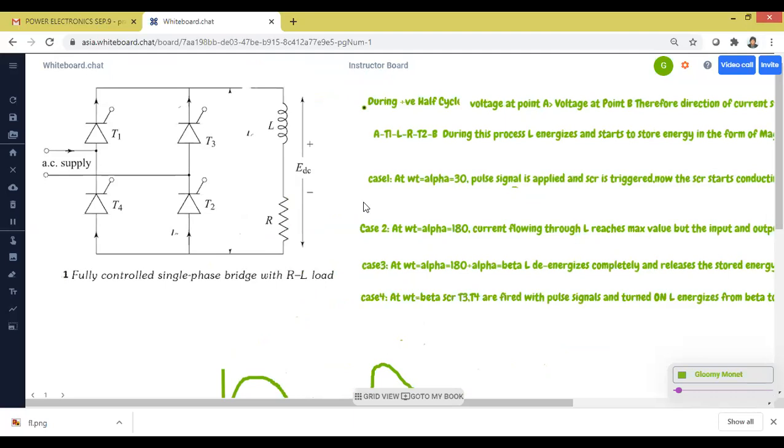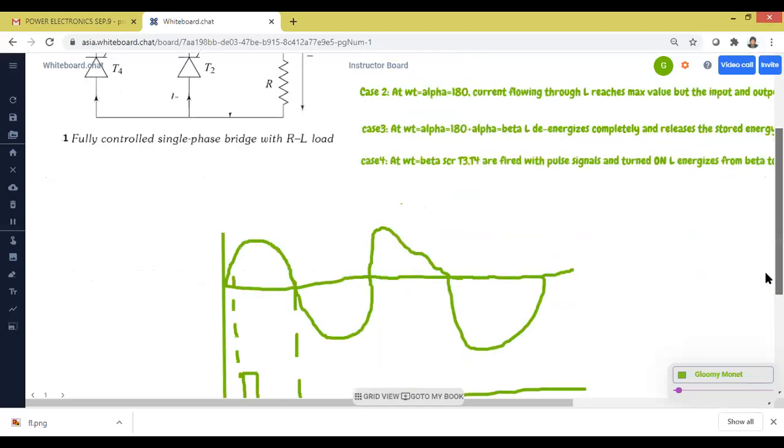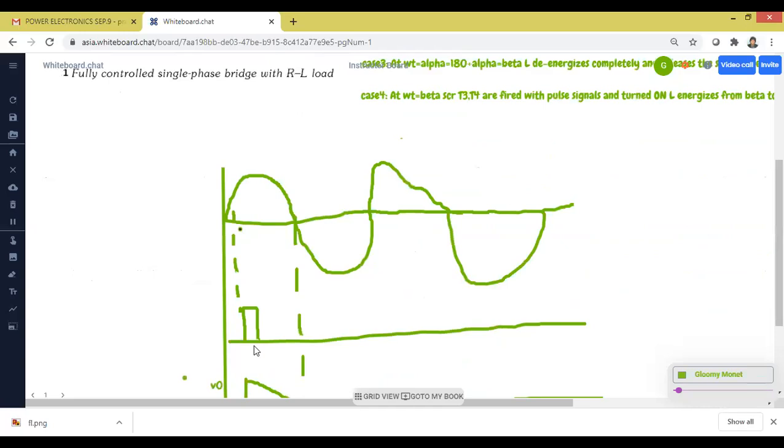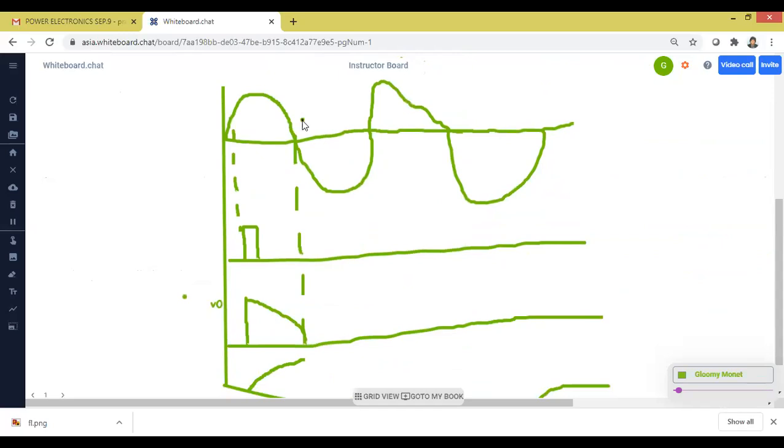How to explain this fully controlled converter? Case 1. Of course, the basic theory is during the positive half cycle T1, T2 are on and current flows from A to B. During this positive half cycle, the inductor energizes, the motor starts to accelerate, gains kinetic energy and is ready to rotate. At omega t equal to alpha equal to 30 degrees, we apply the firing pulse to SCRs T1 and T2, both are turned on. When they are on, they transfer the energy from source to load.